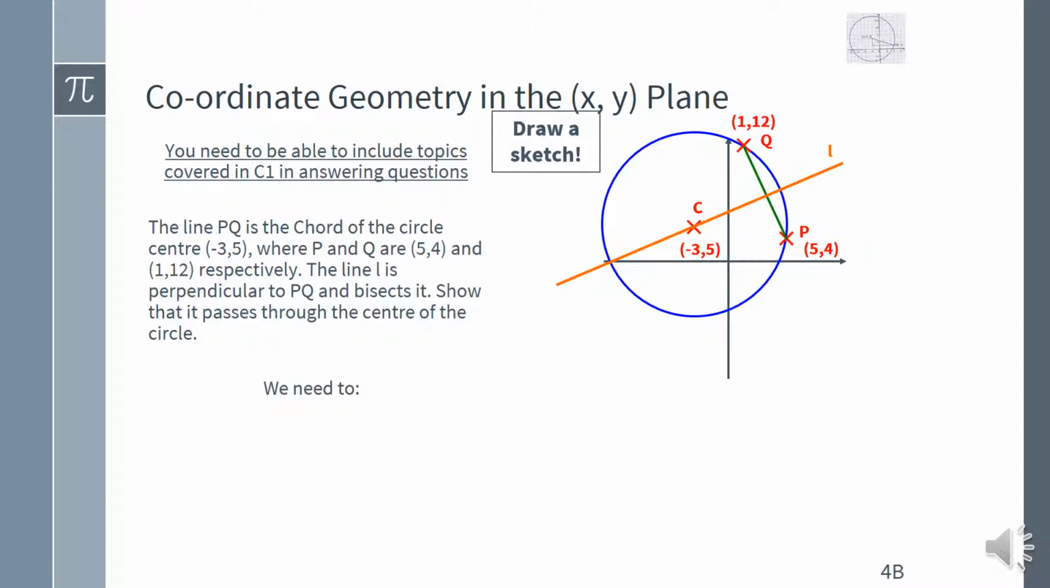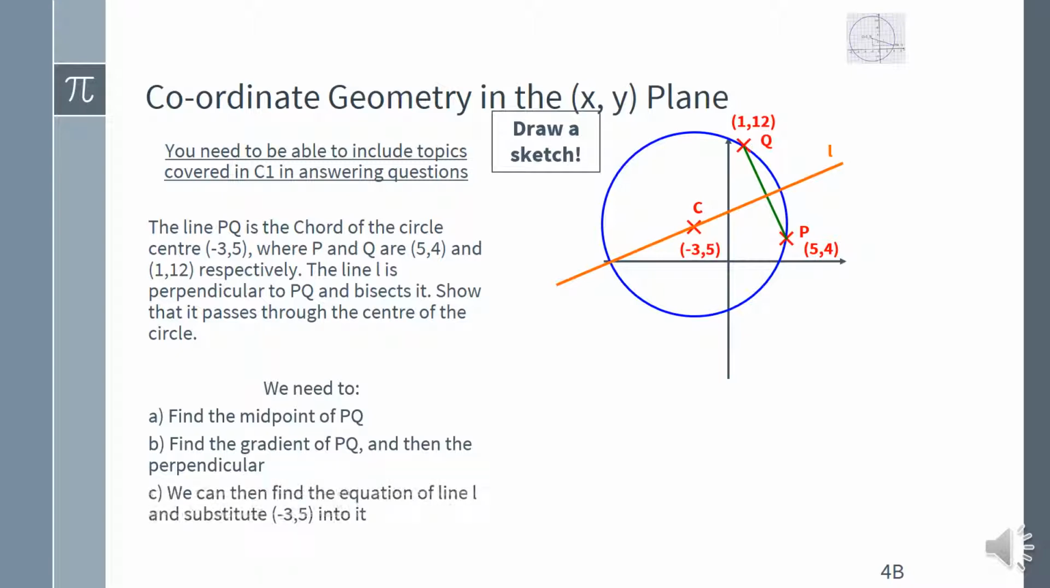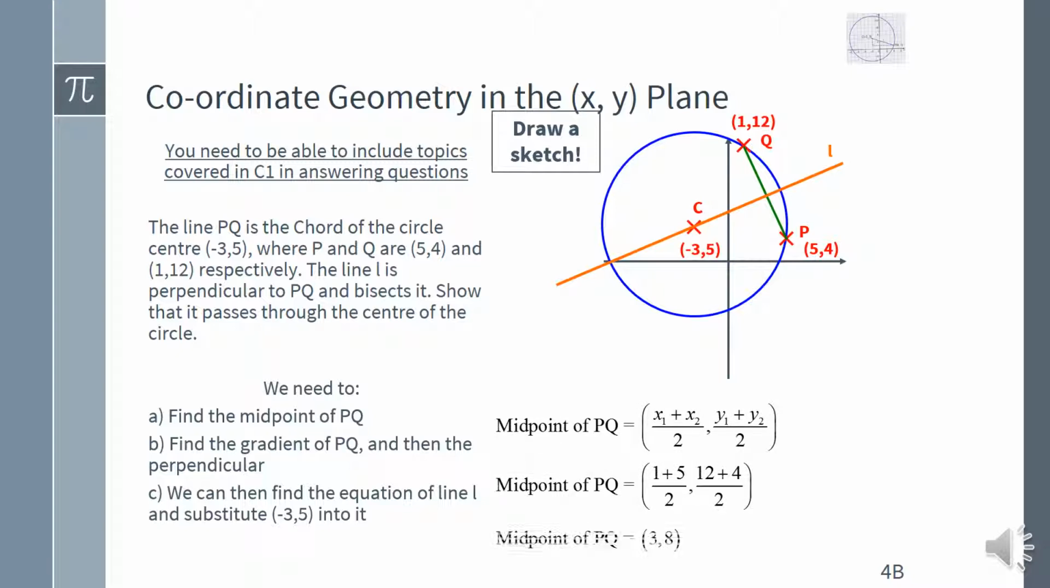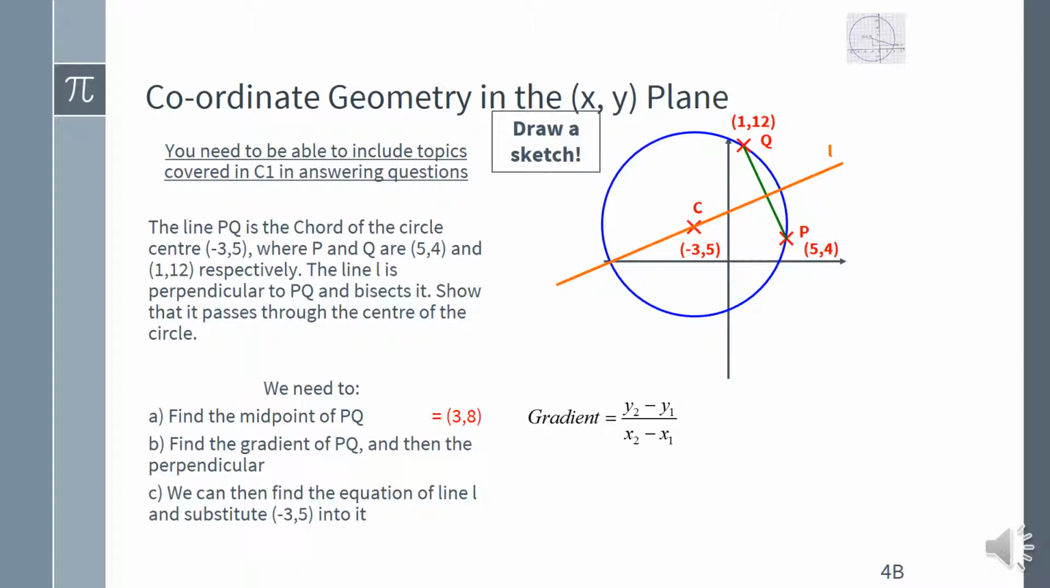So what do we need to know? We need to know the midpoint of PQ. We need to know the gradient of PQ, and hence the gradient of the perpendicular. We need to find the equation of the line L, and then we need to substitute minus 3, 5 into it to check that the point C is actually on that line. So midpoint of PQ, add them up and halve them, 3, 8. Gradient of PQ, we're changing x by minus 2, hence the perpendicular is a half.